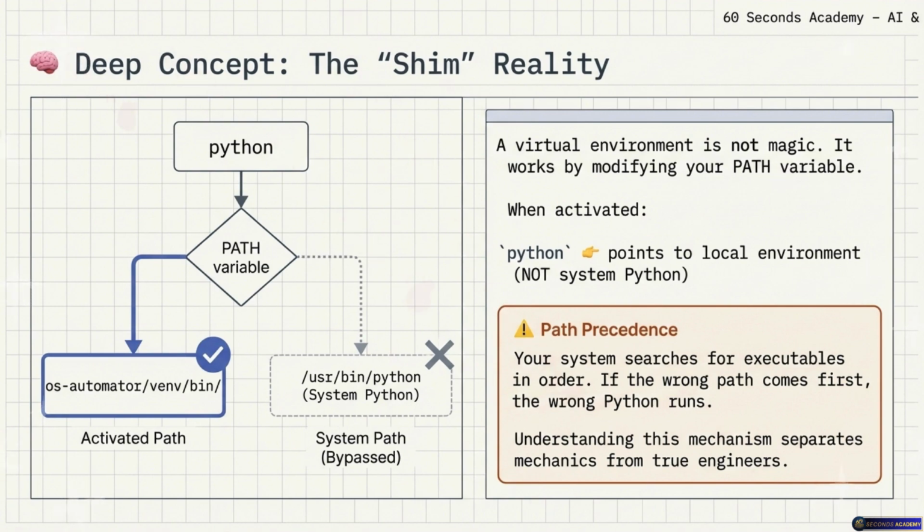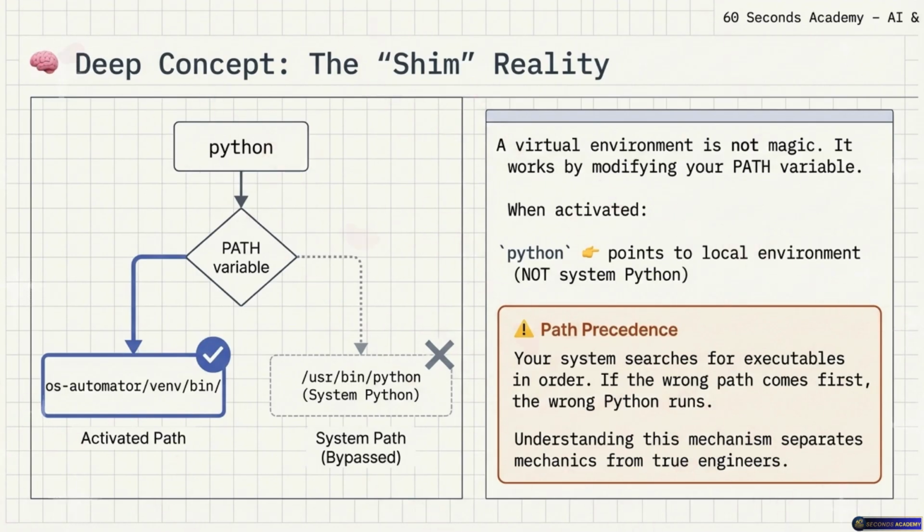Right. It's a text list of folders that the operating system checks from top to bottom whenever you type a command. And that introduces the concept of path precedence. Your system searches for executable files in a very strict order. Right. When you type Python into the terminal, the OS runs down that VIP list looking for the first folder that contains a program named Python. Okay, that makes sense. Normally, it finds the global installation.